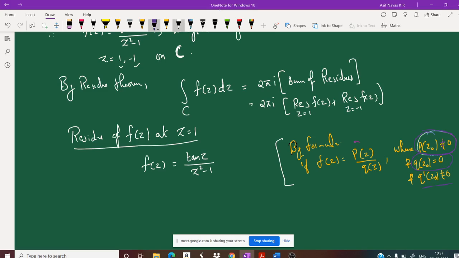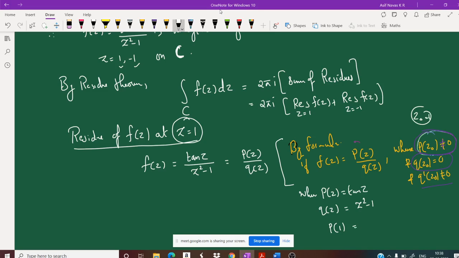So now let us check here. This is of the form p of z divided by q of z, right? Where p of z is equal to tan z and q of z is equal to z square minus 1. Now check at z equal to 1. Here z naught is equal to 1. So what is p of 1? Tan 1, which is not equal to 0.